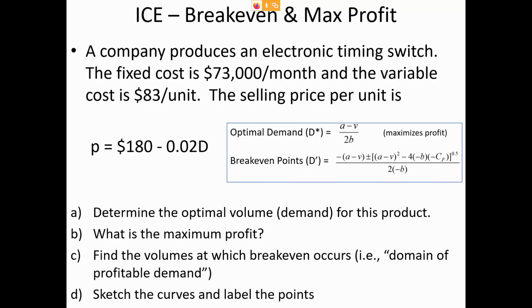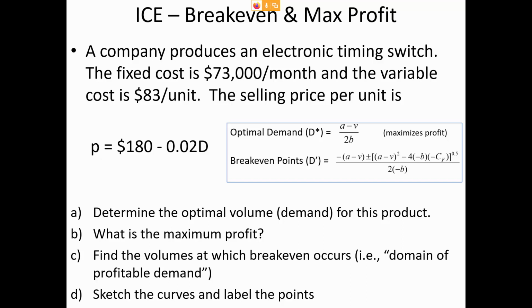The in-class exercise, I sent you an email with the PDF file. I don't know if you had a chance to print that out. If not, that's okay. You can just work this on a separate piece of paper. We're going to go through the process of looking at what if a company is producing an electronic timing switch where we know the fixed costs, C sub F, fixed cost $73,000 a month. Variable cost per unit is $83, and that's the lowercase v.